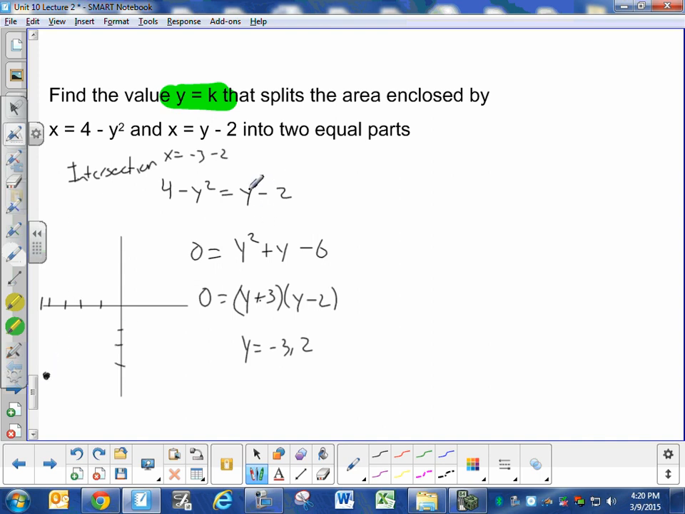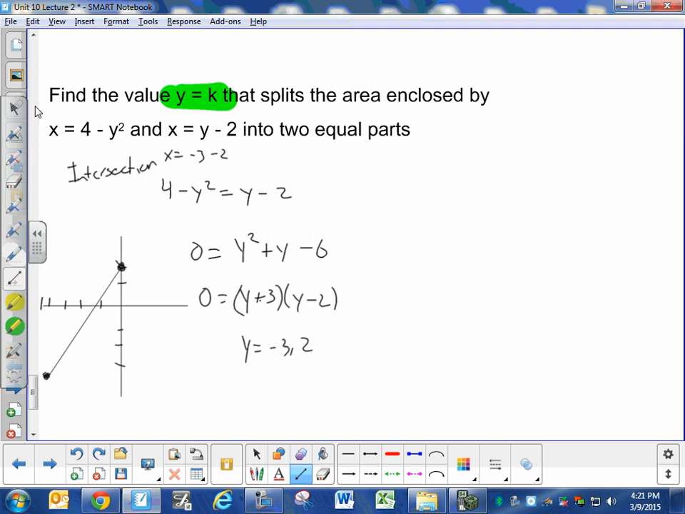And when y is 2, x is going to be 0. Sorry, when y is 2, x is 0. So those are the two points where the two graphs intersect. X equals y minus 2 is just going to be a straight line that will connect these two intersecting points.